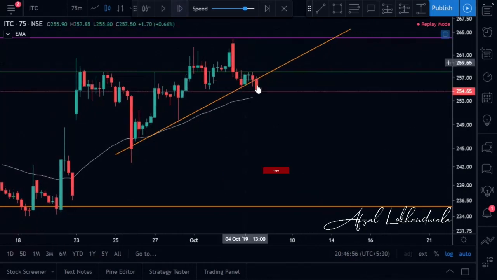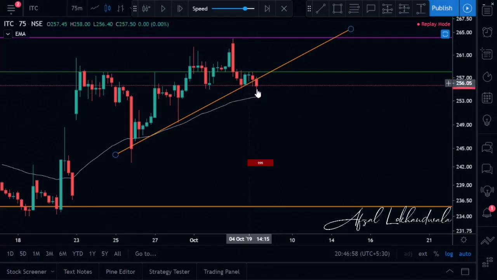Now we have a good break of this trend line, but this is not enough for us to go short, because you can see that the price has not broken the trend line with momentum. We want good candle pattern, we want good price action. This is a small bodied candle, not enough for us to conclude that it is indeed a trend line break. We will wait, we will not be impatient, we will wait.